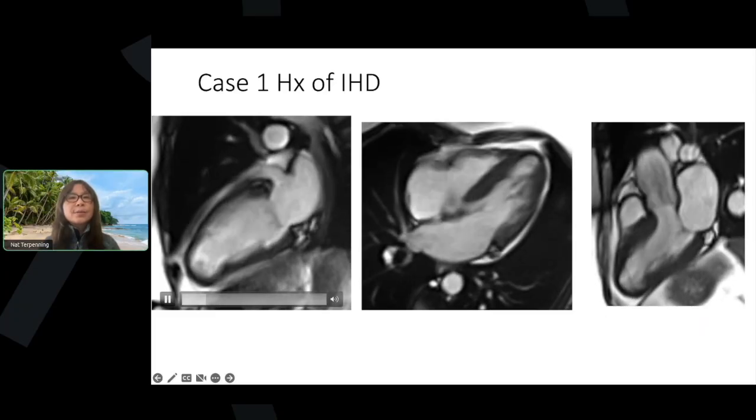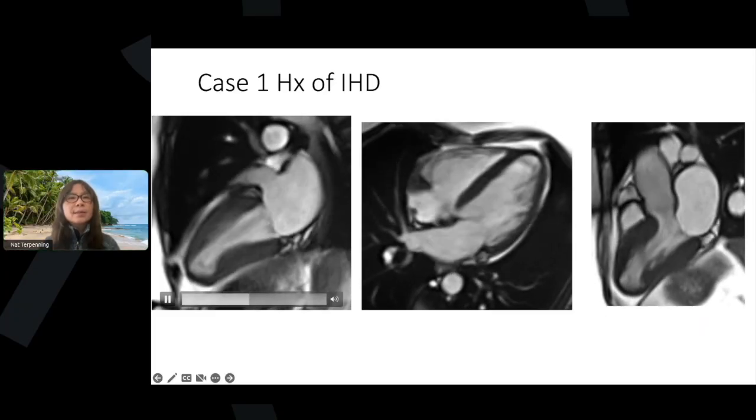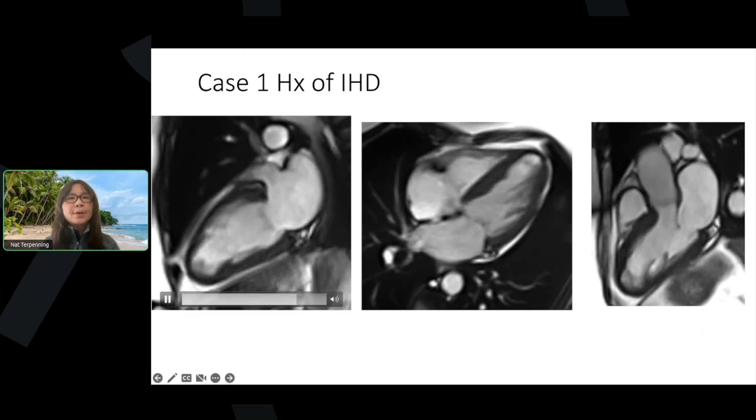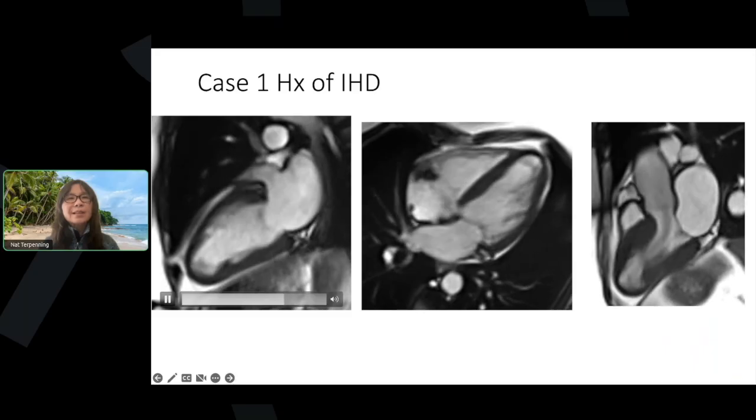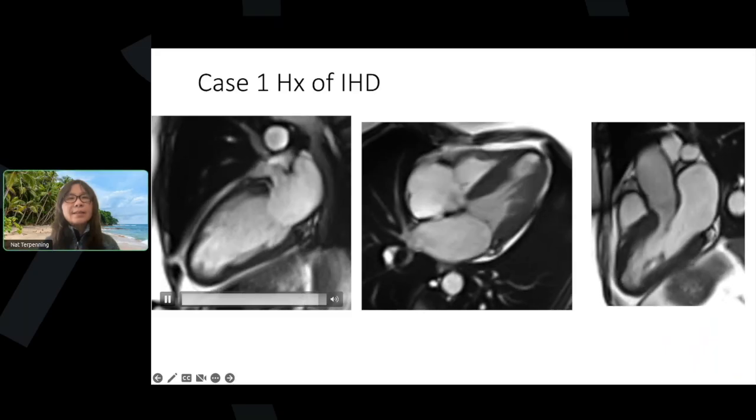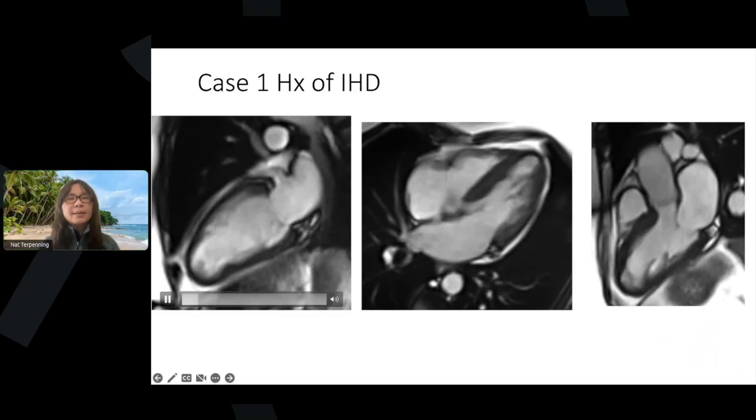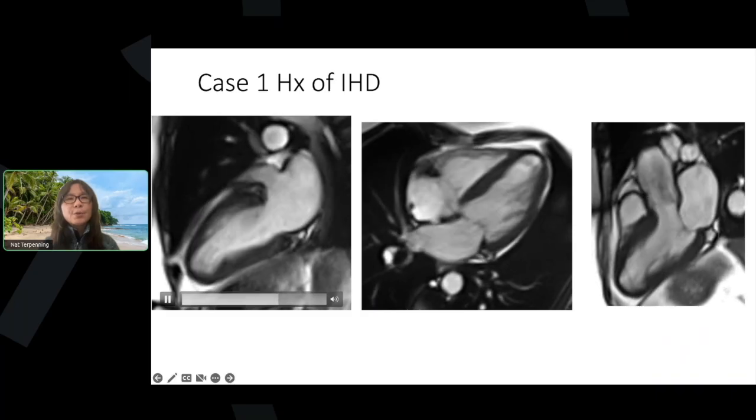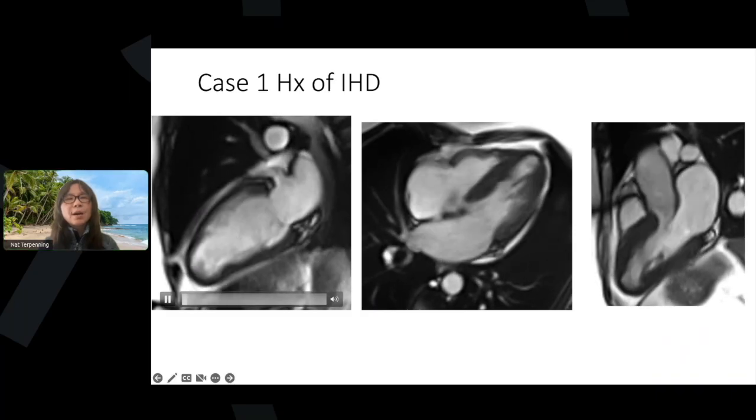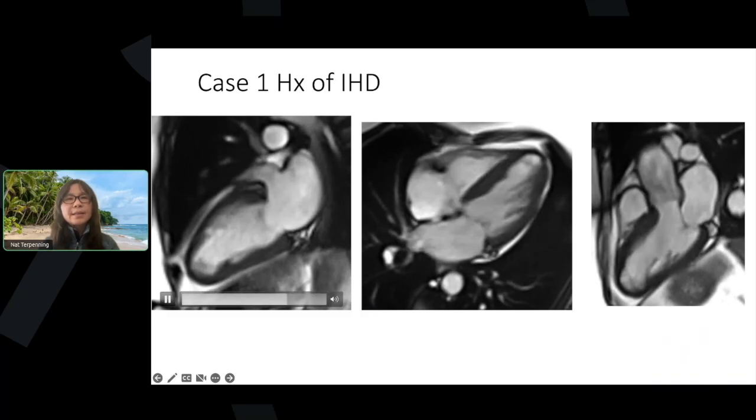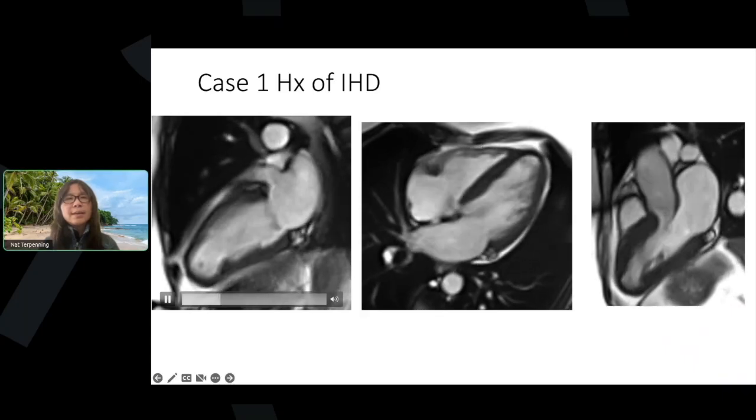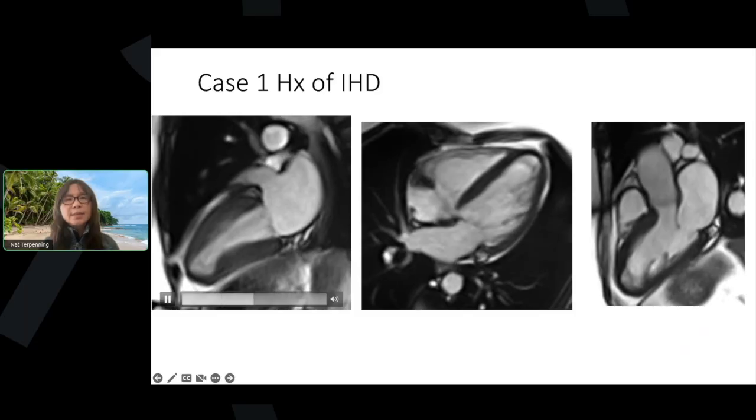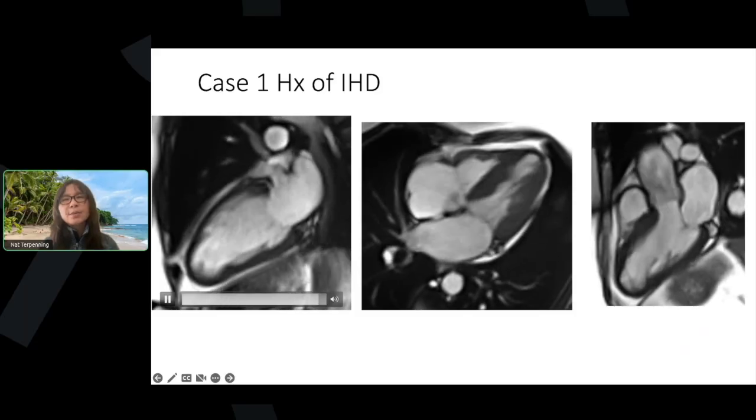This is my two chamber, and this is my left atrium. This is my left atrial appendage. Don't forget to look at it. Sometimes we see clot in it. And this is my aorta. So the two chamber will show you the mitral valve and the anterior wall and the inferior wall. This is going to be LAD distribution. This is the PDA distribution.